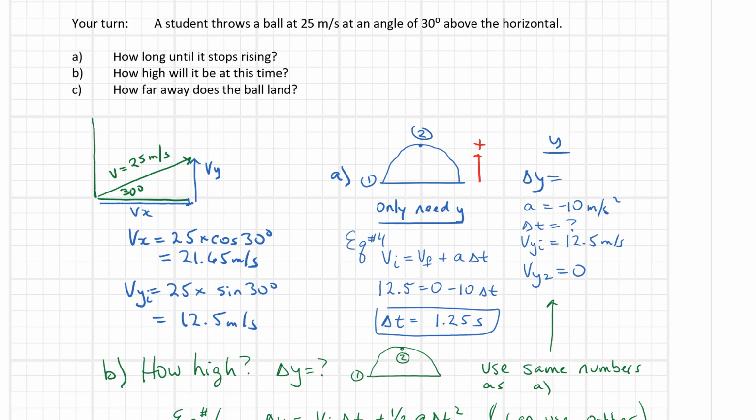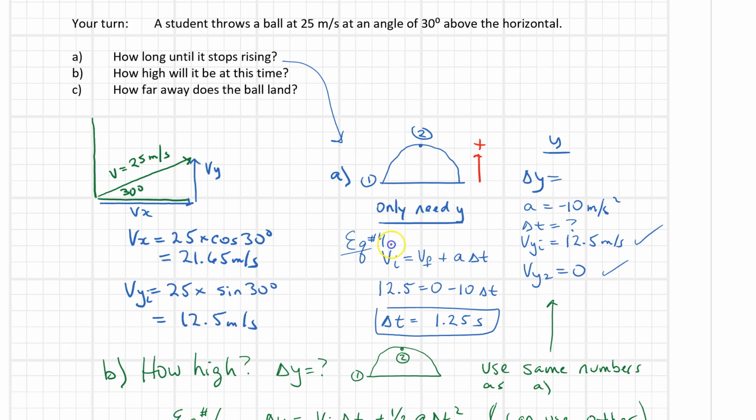So in the first bit that says how long until it stops rising, here's my answer in blue. And I'll note that you only use the first half of that whole parabola because it stops rising at the top. So your initial velocity over here is going to be that 12.5, and really the key is that that final velocity is going to be equal to 0, and you really only need the y direction in your calculation, so you don't need to waste space thinking about the x direction at this point.